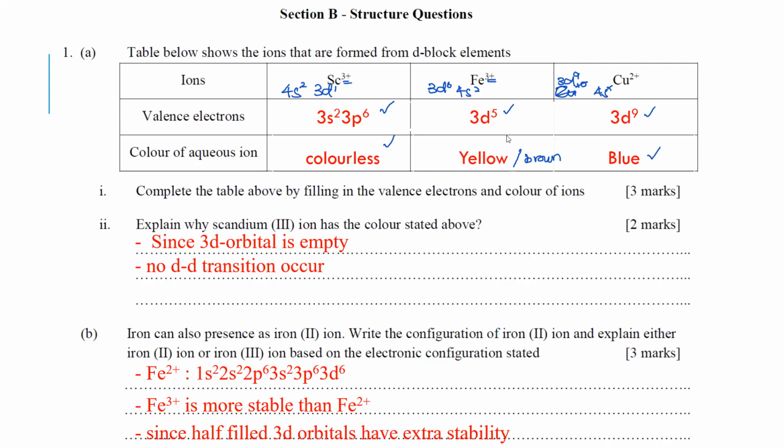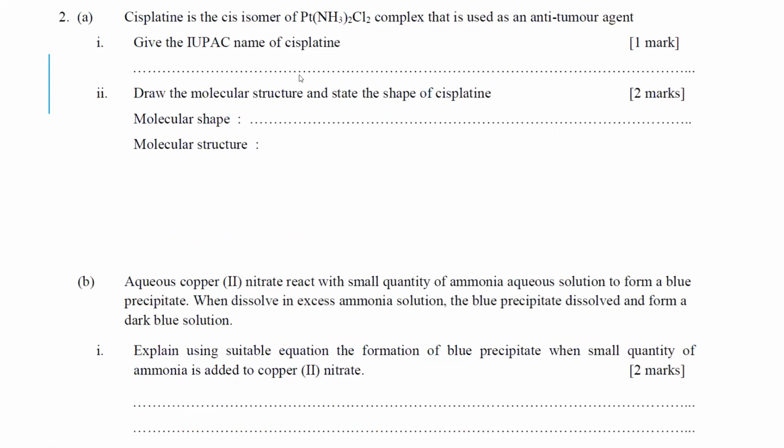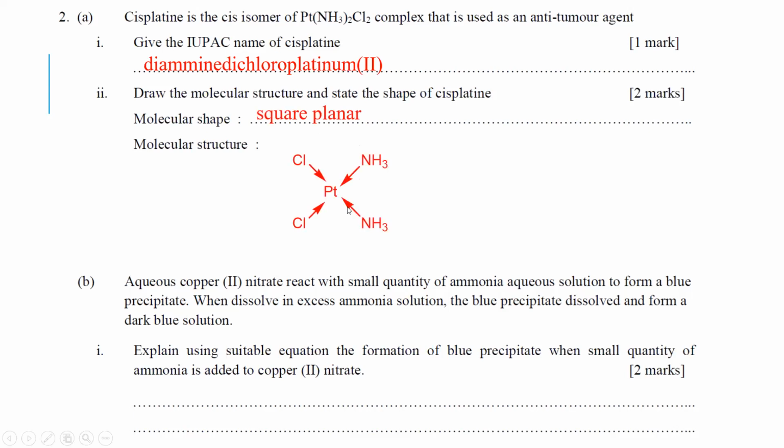So immediately we go to question number 2. Cisplatin is the cis isomer of the Pt(NH3)2Cl2 complex that is used as an anti-tumor agent. Give the IUPAC name for cisplatin. You should be able to name it as diamminedichloroplatinum(II). Number 2, draw the molecular structure and the shape of cisplatin. This one you have to memorize because it is quite common in STPM content. You must know that it is square planar, which looks like this.